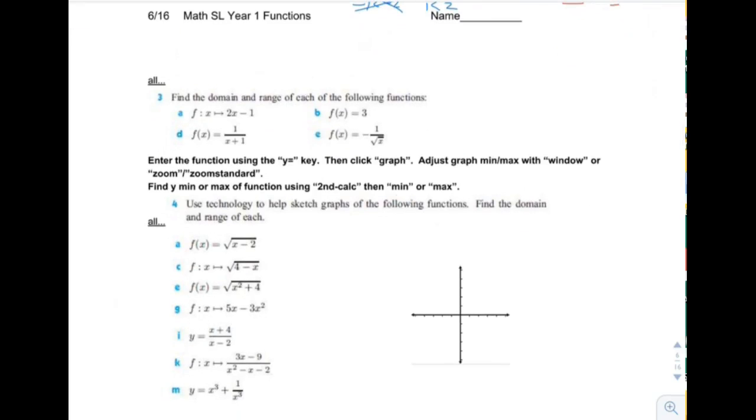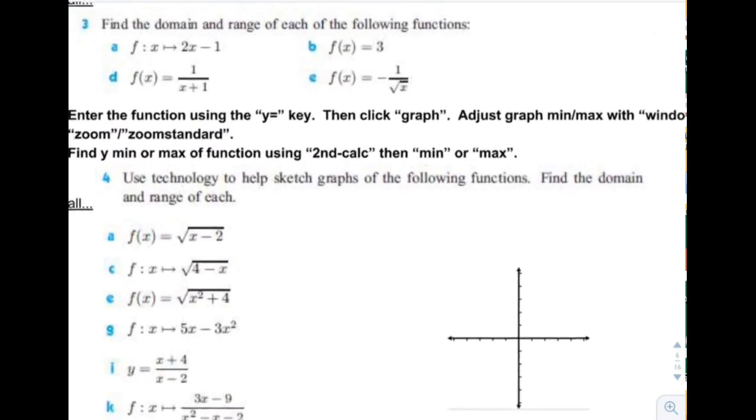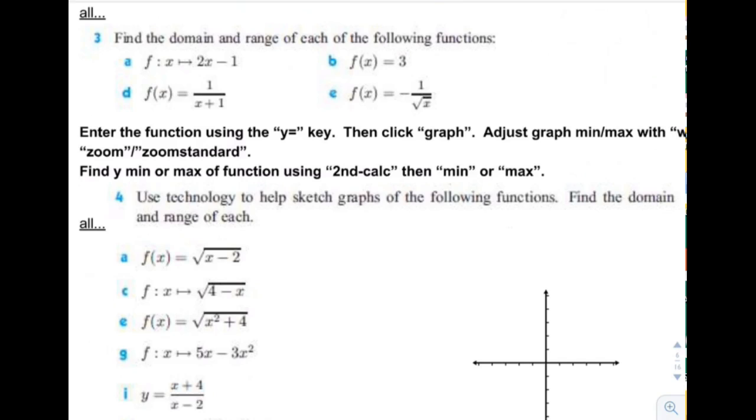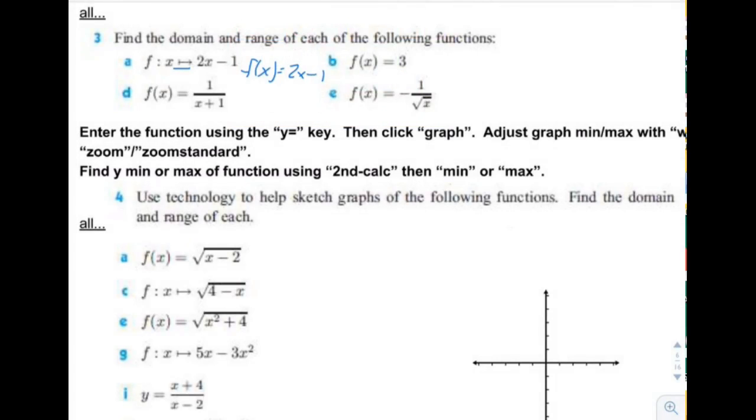Page 6 of functions. Find the domain and range for each of the following functions. So let's look at A. Remember, this notation here is just trying to get used to another notation, which is the same as this, 2x minus 1. Okay? So let's figure out the domain and range for this.